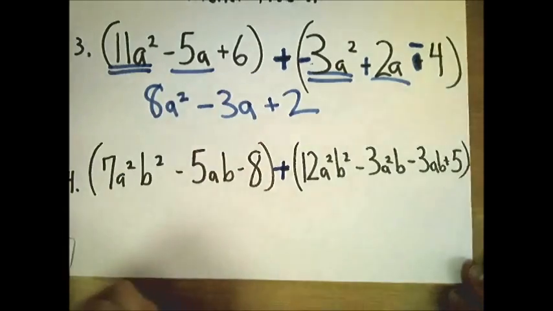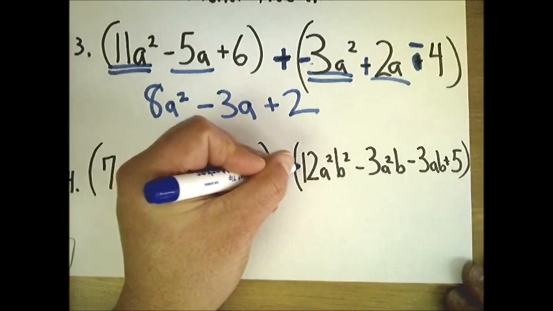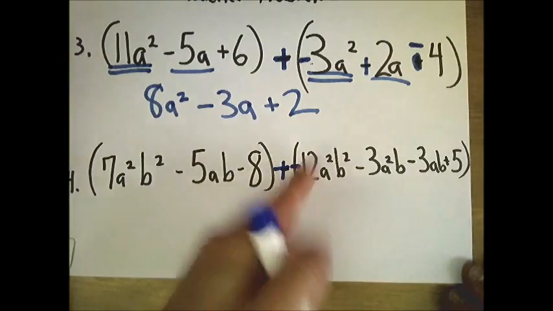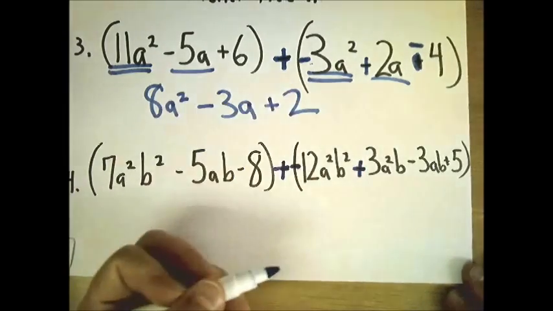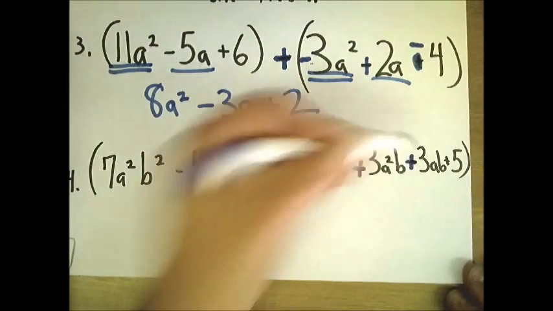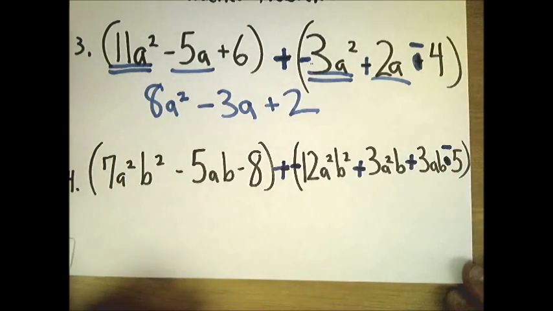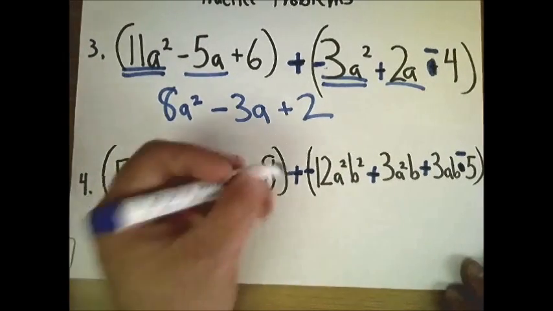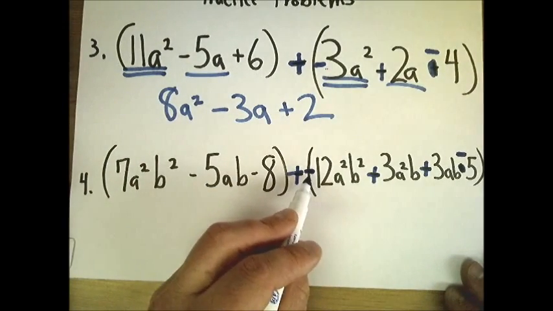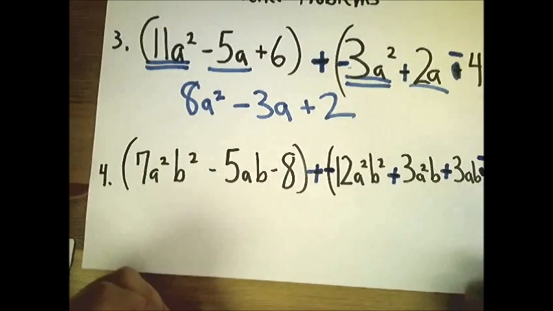I'm going to add plus here, or change it to a plus. That will change this to a negative. That will change this to a positive because it already was negative. That will change this to a positive because it already was negative. And this positive becomes negative. So, or minus, or whatever you want it to be. However you want to explain it to yourself is fine. Just be aware that this is a minus 12 or a negative 12, however you want to think about it.